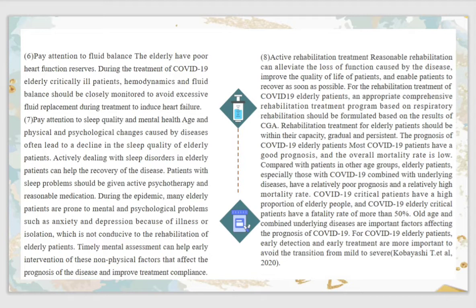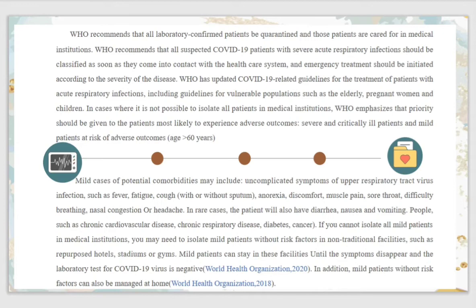Early detection and early treatment are more important to avoid the transition from mild to severe. WHO recommends that laboratory confirmed patients be quarantined and treated in medical institutions, because the novel coronavirus requires isolation treatment.